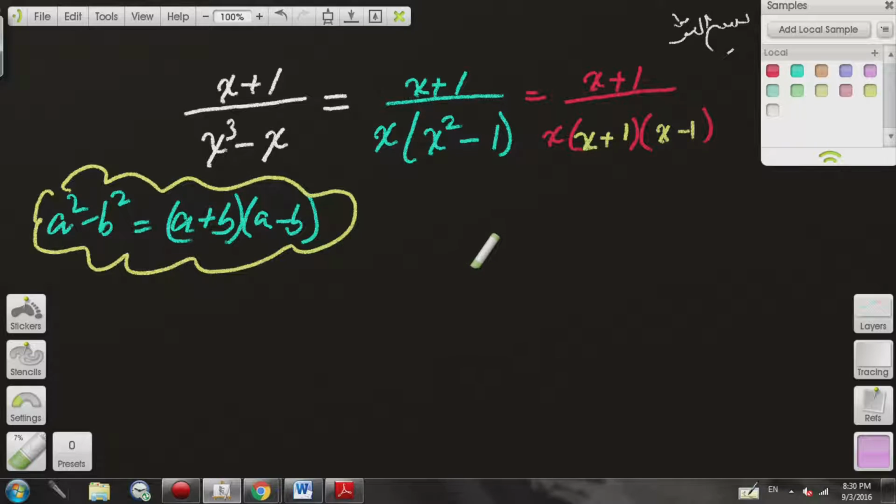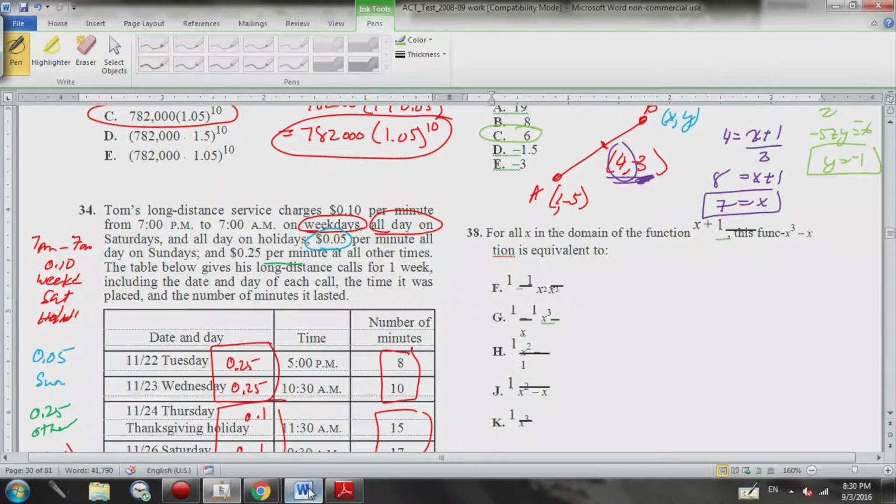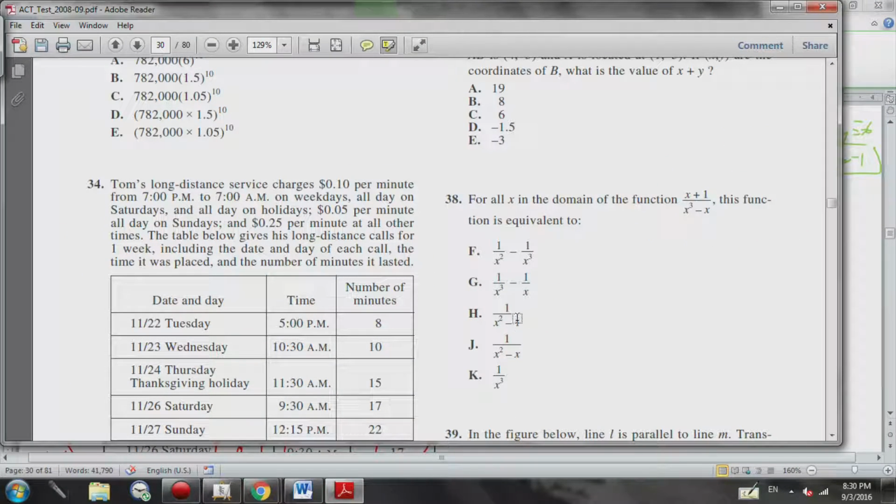But now look what you have. You have x plus 1 at the top and x plus 1 at the bottom, right? So you can cancel these out. Then this becomes 1 over x times x minus 1. Let's see if one of these is any of the choices over here. 1 over x minus 1. There it is.